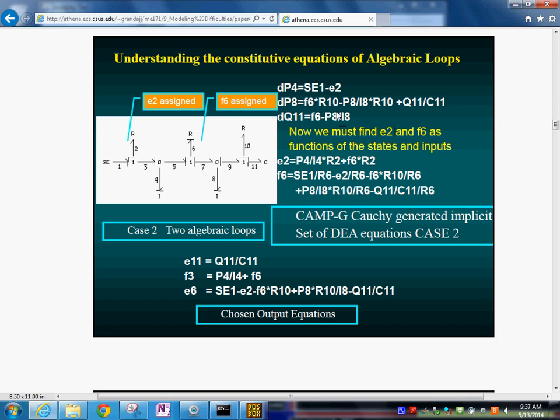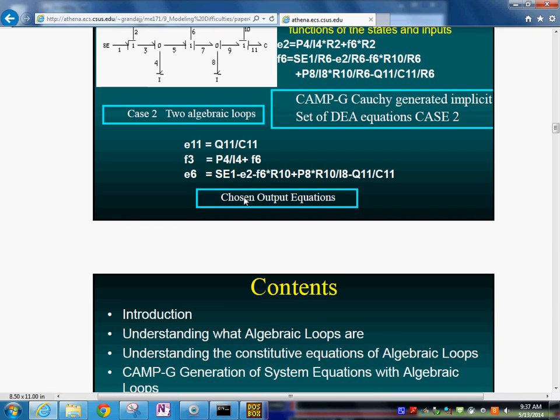So we should define an E2 and an F6 as functions of the states and the inputs. If you define that E2 and F sub 6, then you have a system to be able to solve. So this is the case with 2 algebraic loops, and these are like output equations that we have.